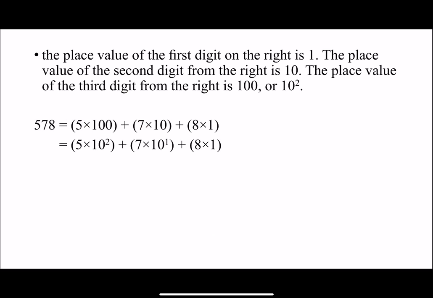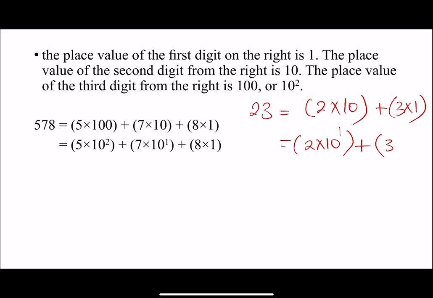Or if I give you the number, let's say 23, it's 2 times 10 plus 3 times 1. It's actually 2 times 10 to the power of 1 plus 3 times 10 to the power of 0. So it becomes 23. So you can expand any number in the Hindu Arabic system based on powers of 10.